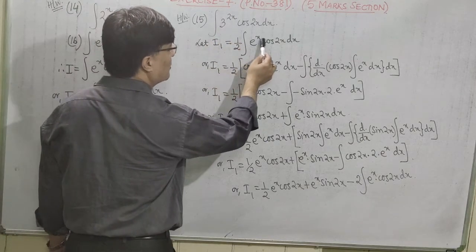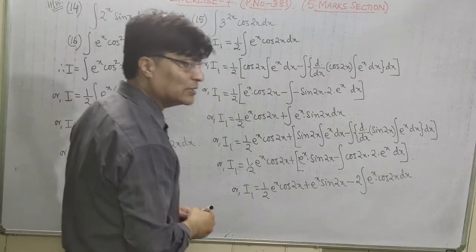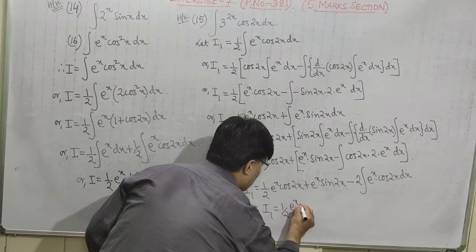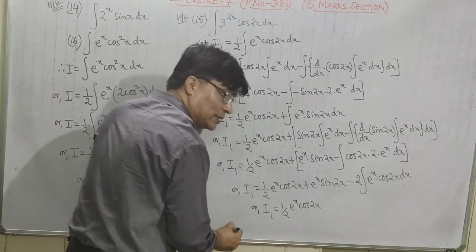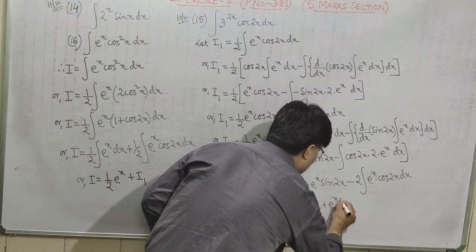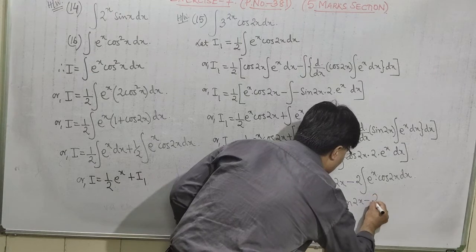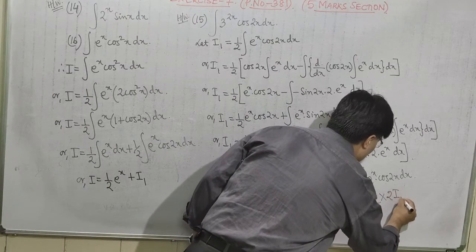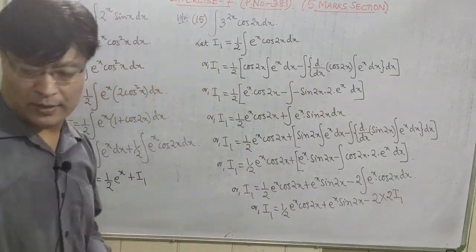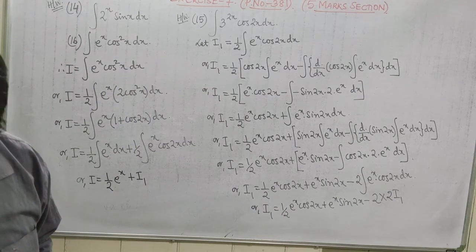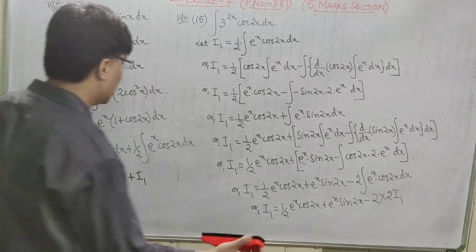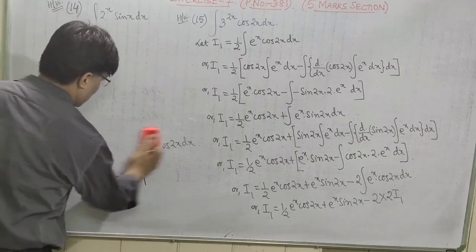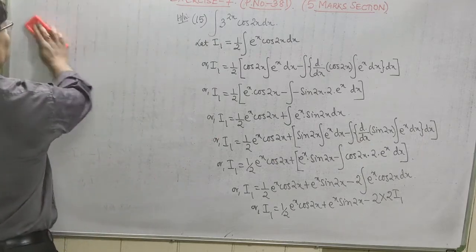So what is the integration of e to the power x cos 2x dx? That is 2I1 here, right? So I1 is equal to half e to the power x cos 2x, then plus e to the power x sin 2x minus 2 into, this is your 2I1, right? So now again you can simplify it further.